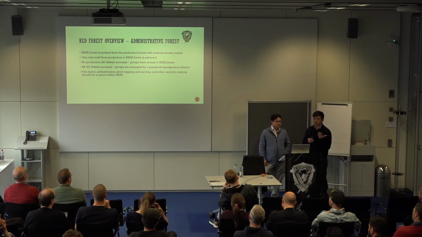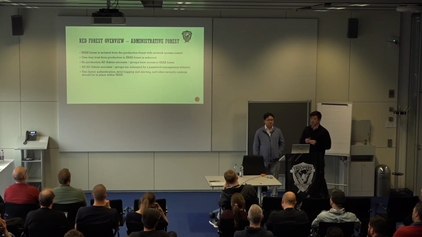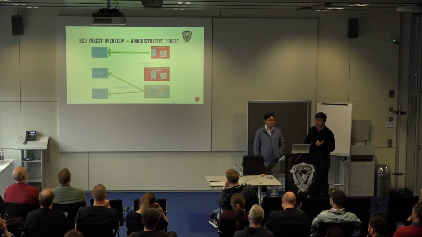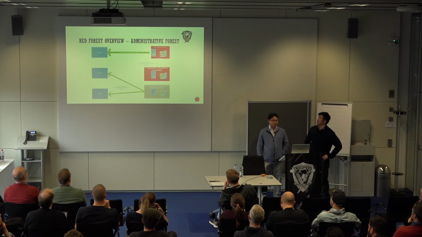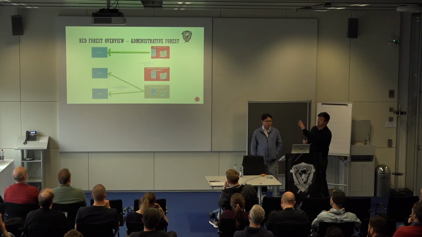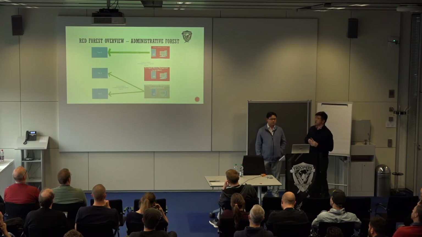Right now, we are going to give a quick overview of the actual Red Forest, which is a standalone forest. If you see the red color on the top, that's a standalone forest, isolated from what we call the production environment. All the blue ones, tier 0, tier 1, tier 2, we treat as a production environment. So it's one-way trust.